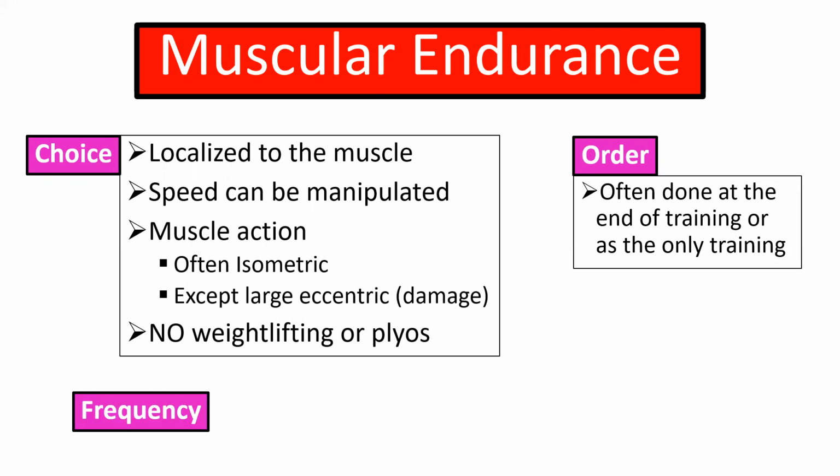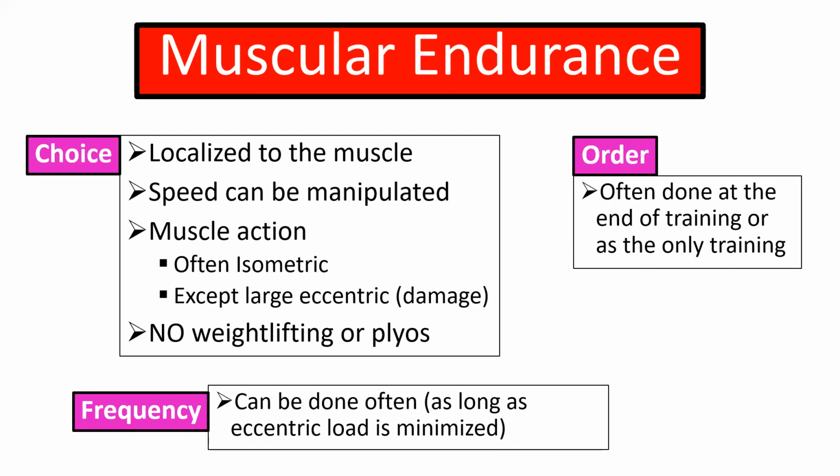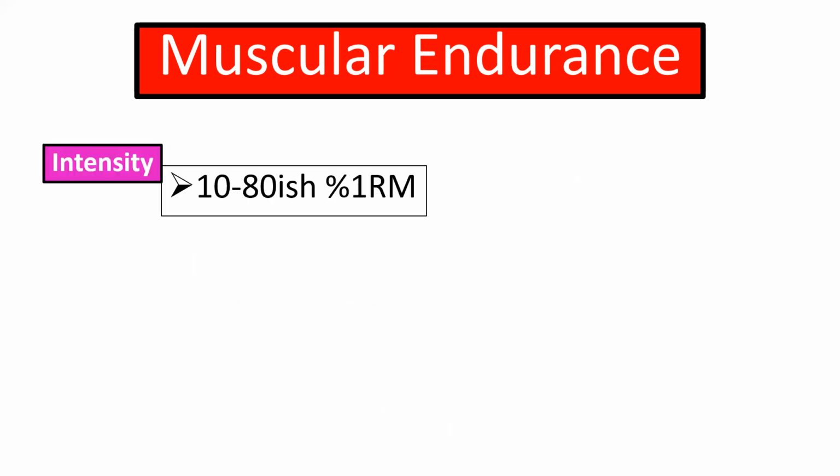For frequency, we can do this very often unless we do a lot of eccentric loading with muscular endurance style training. We know that the recovery curve is very, very long with eccentric loading. If we minimize eccentric loading, so we keep our muscular endurance work mostly concentric and isometric, we can do this very often. But if we use an eccentric style, we're going to have to give some time between sessions to actually recover the musculature. For intensity, this needs to be somewhere between 10 to 80-ish percent of 1 RM. So we have a really large spread of intensity for muscular endurance style training.